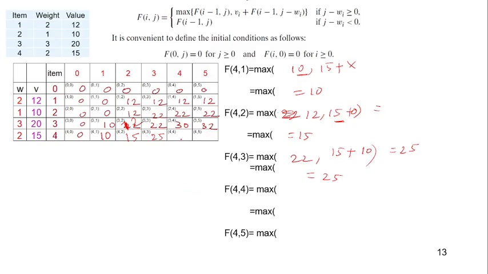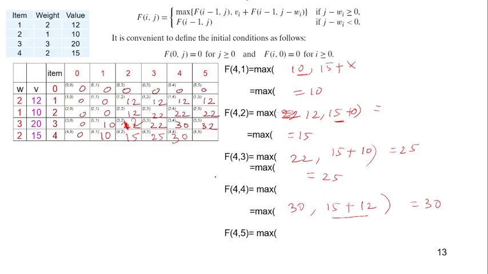And 4 comma 4. For 4 comma 4, i minus 1 comma j, the previous value 30, comma 15 plus. The weight is 4, minus this weight 2, so 2. So second column, 12. This is 27 and this is 30. So what is the value here? 30.